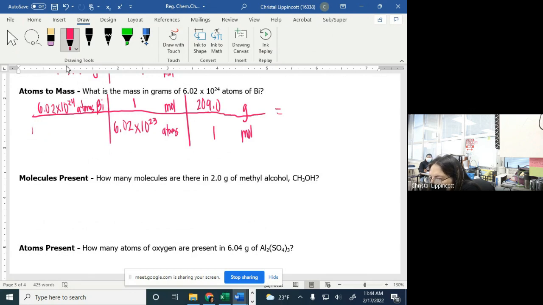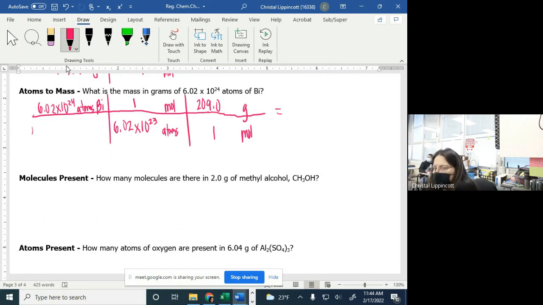So this is my conversion factor. Just like in 1 dozen, we have 12, in 1 mole, we have this many atoms. The 6.02 times 10 to the 24th is just telling you that your sample has this many atoms in it.